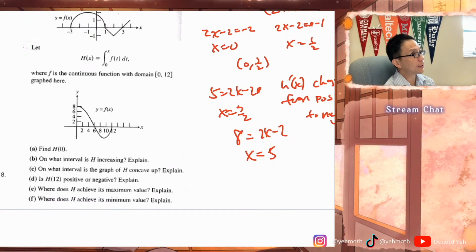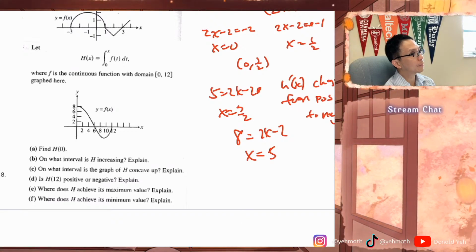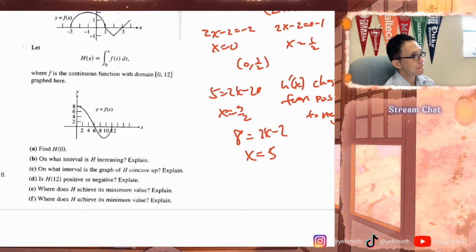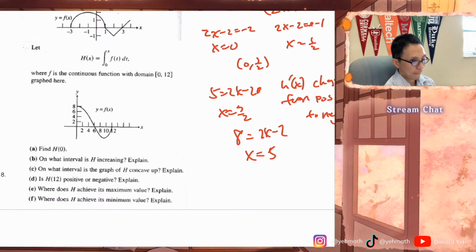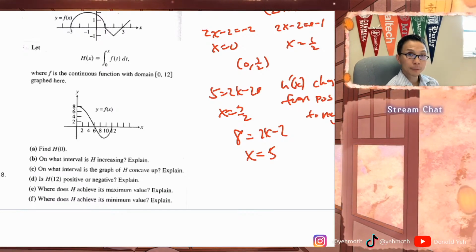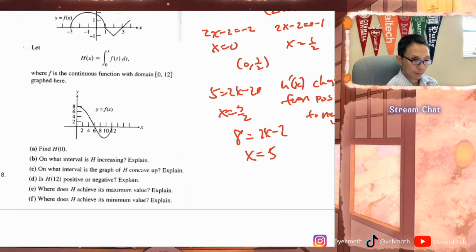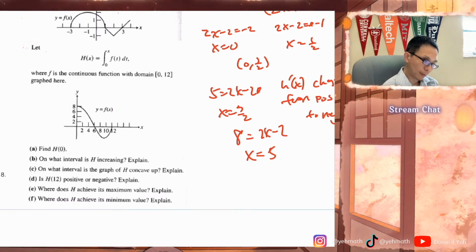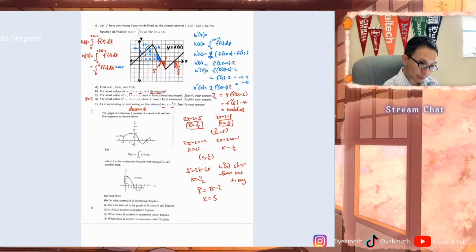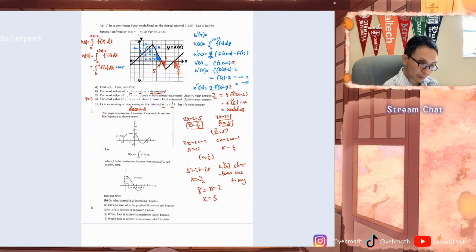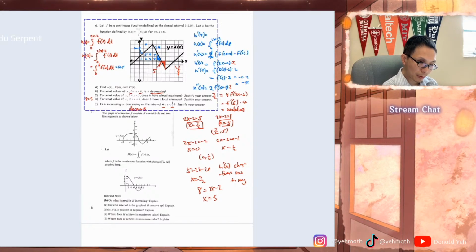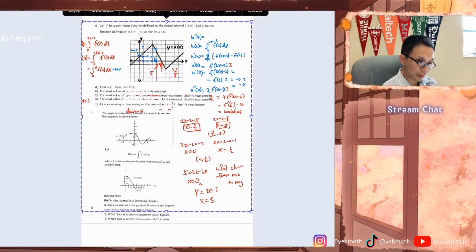What do you think the answer is? Wait, which question? This question, part F. What do you think the answer is? Would it be, there would be no minimum? There is a minimum. Everything, as long as it does function, there's a minimum, which is the lowest power.